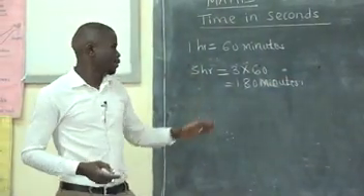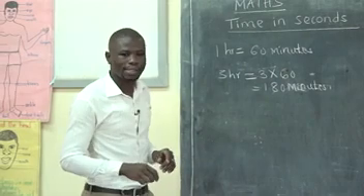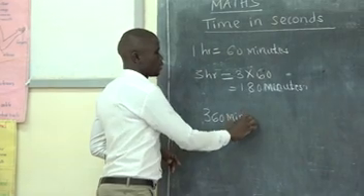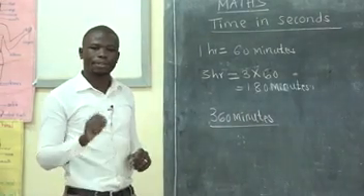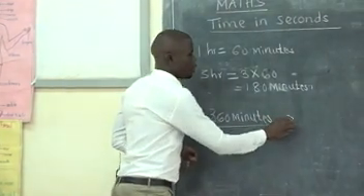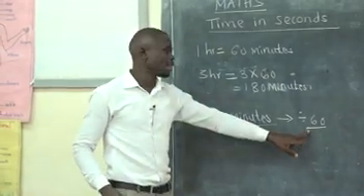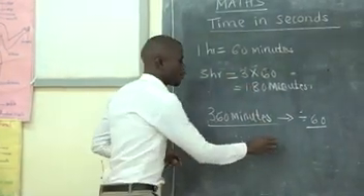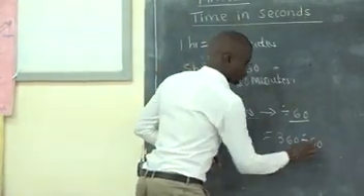Similarly, we can convert minutes back into hours. How do you convert minutes back into hours? Suppose we are given 360 minutes. How do you convert this into hours? To convert minutes into hours, you need to know that you divide by 60. To convert minutes into hours, you divide by 60. To convert hours into minutes, you multiply by 60. Therefore, we have 360 divided by 60.